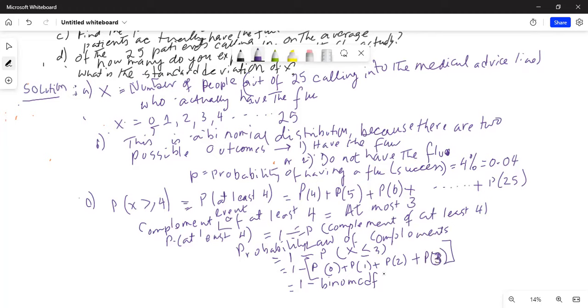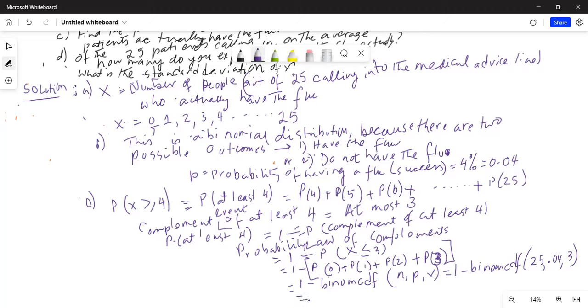So how do we do that? The way we enter the information in the calculator is N, P, and X, X being the last number. So this is equal to 1 minus the binomial cumulative distribution. Again, CDF is used when we add from 0 up to a certain number. Here we are interested in adding from 0 to 3. So my N, total number of patients, is 25, my probability of success is 0.04, and my X is 3. I'm adding from 0 to 3. So how do I do it in the calculator?